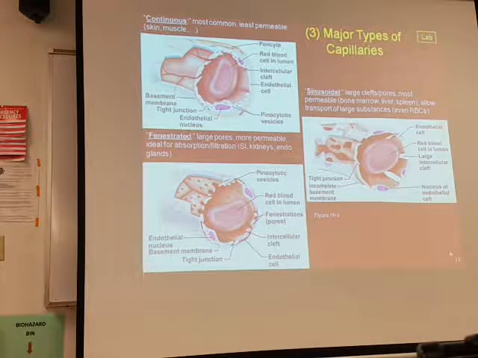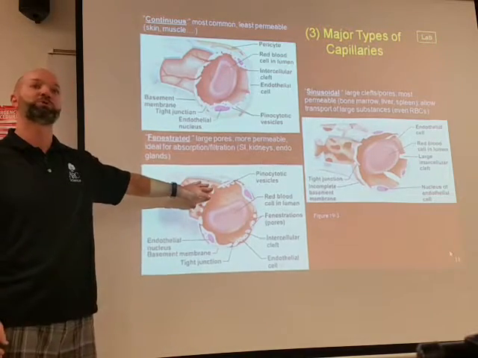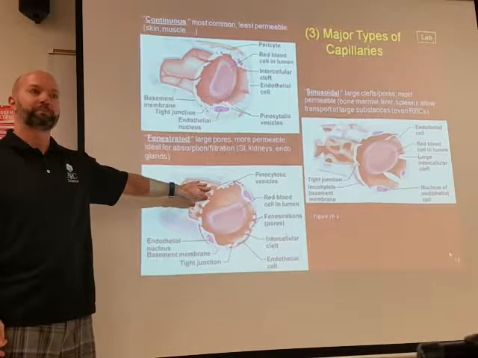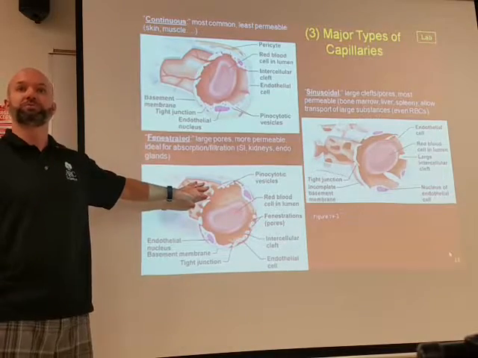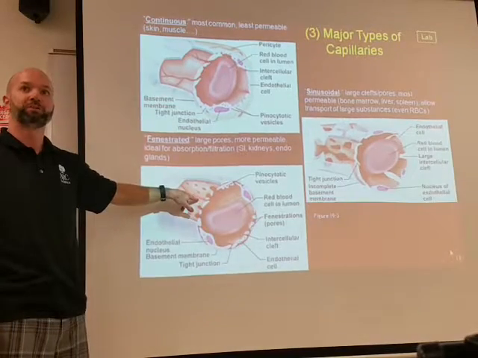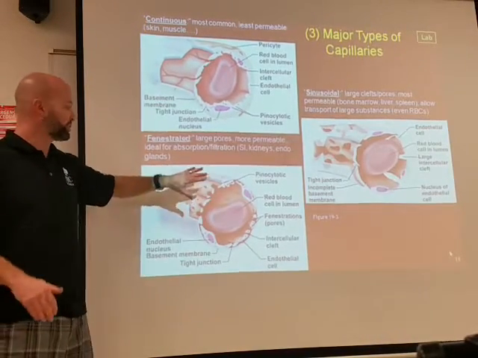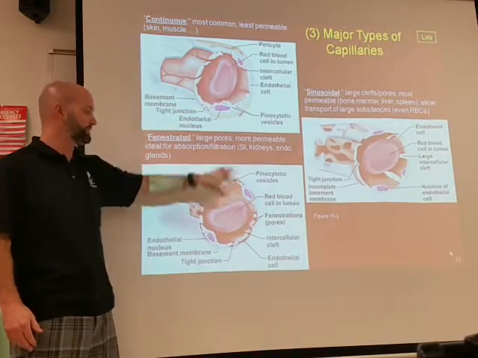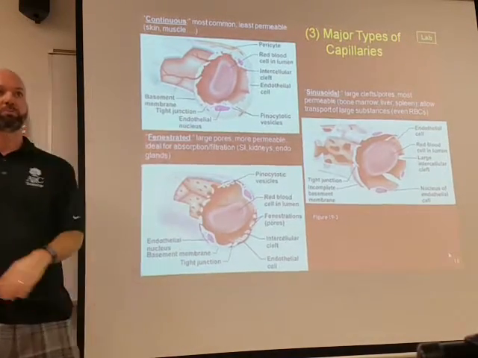The reason they're found in the small intestine and kidney, as well as endocrine glands, is that it increases the efficiency, the speed of absorption and filtration. You can move more material across the capillary wall if it's more permeable. Even if we're just moving glucose, glucose can fit through these gaps, but we can move glucose across the capillary wall at a higher rate here. More permeable.